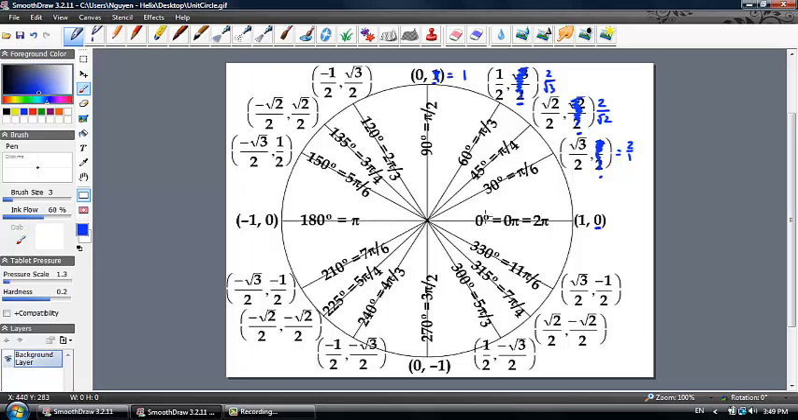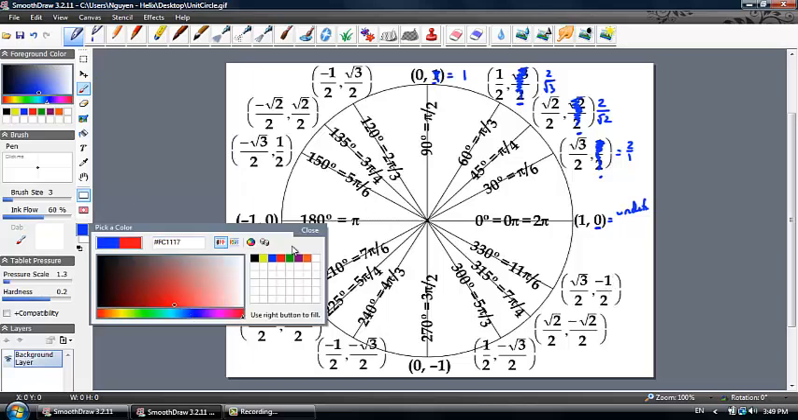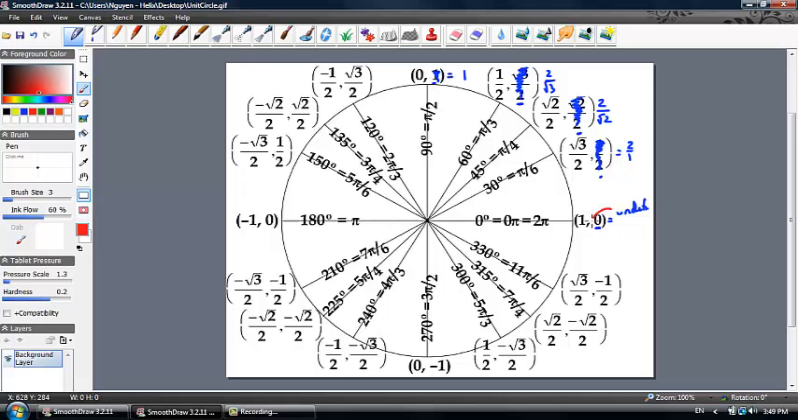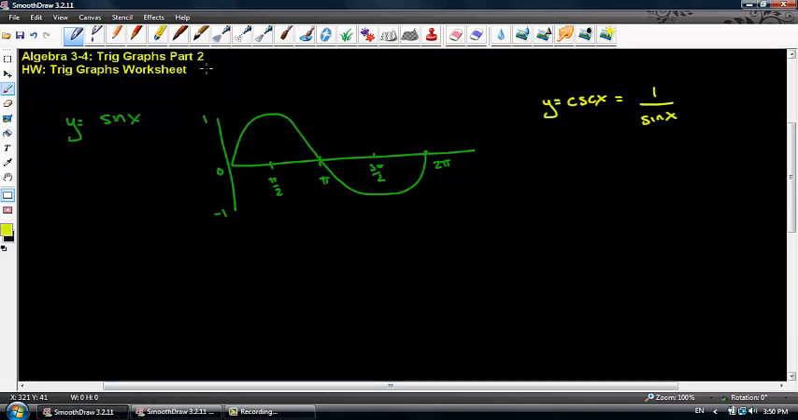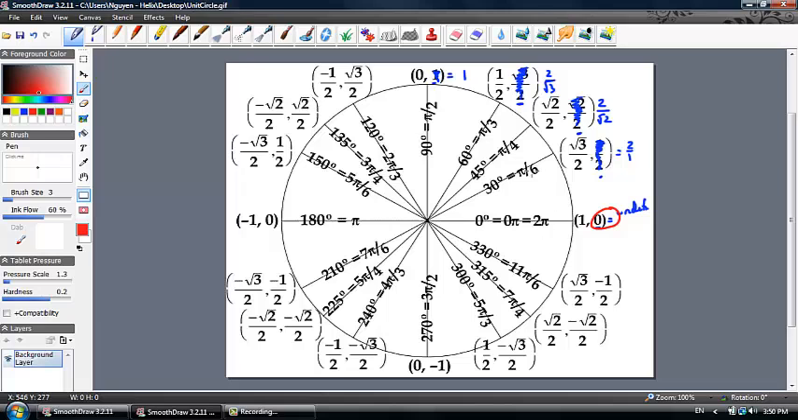What really changes here is at 0 radians. 0 flipped upside down, 1 over 0, is not 0, it's actually undefined. So just like tangent in the last video, we're going to have an asymptote here, which I'll circle in red. Let's go ahead and draw the asymptote. When I superimpose this, I'll draw the asymptote at 0 because that's where cosecant is undefined.